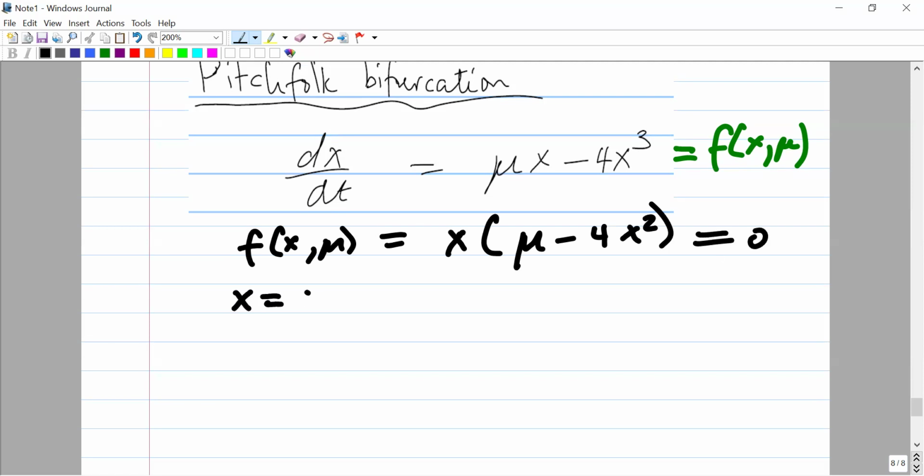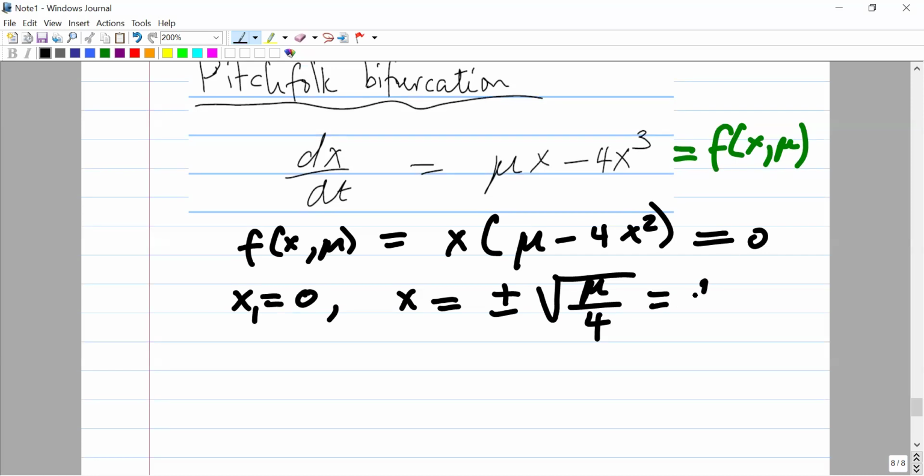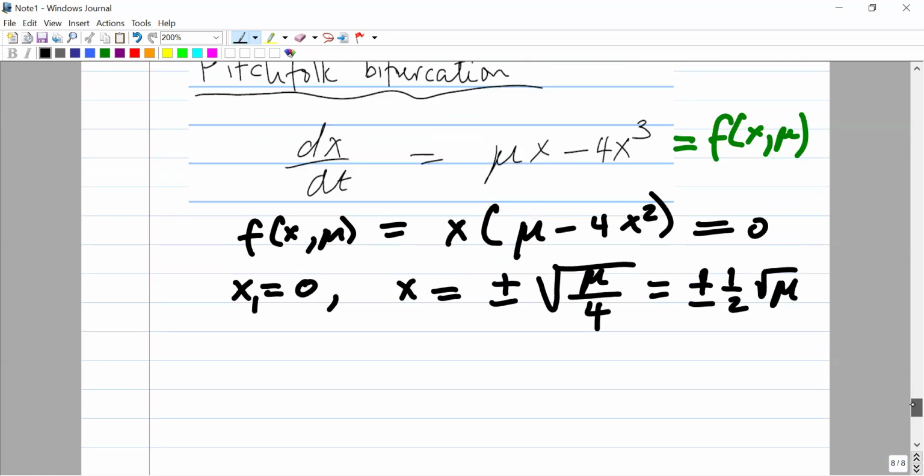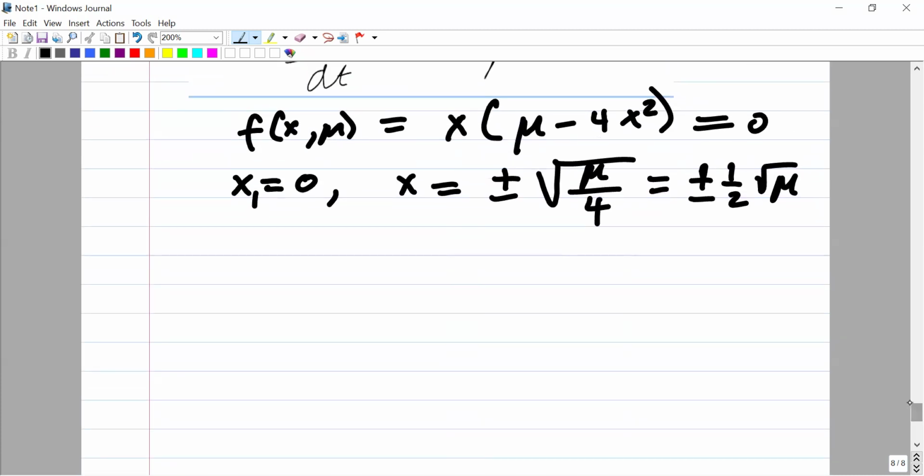And again, in this case, x equal to 0 is one of them. Let me call it x1. And then x is equal to plus or minus the square root of mu over 4, which is equal to plus or minus 1 over 2 times root mu. And again here, because we're dealing with the square root, we need to take care of real valued solutions.